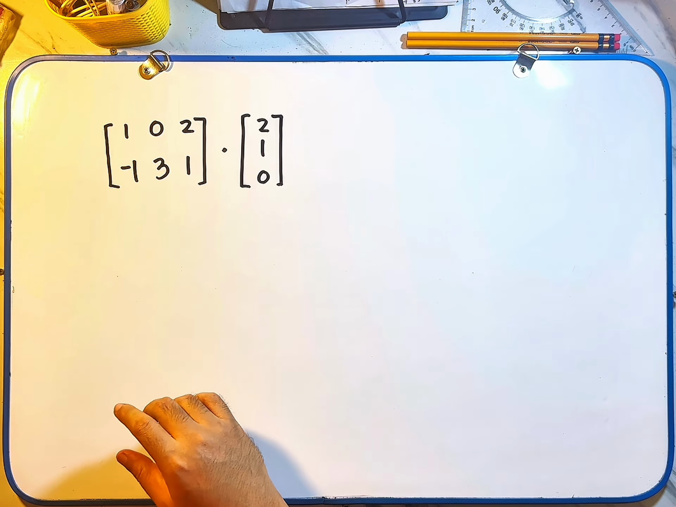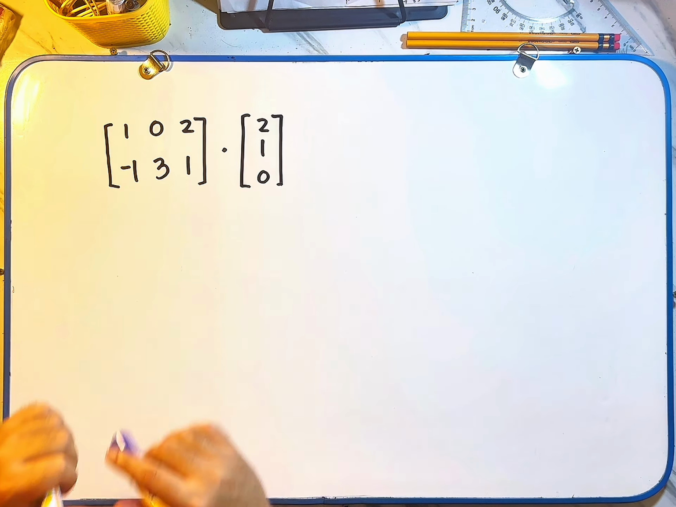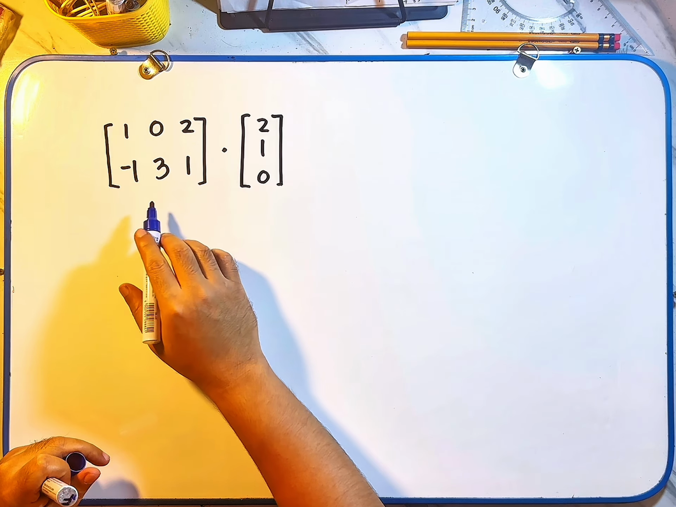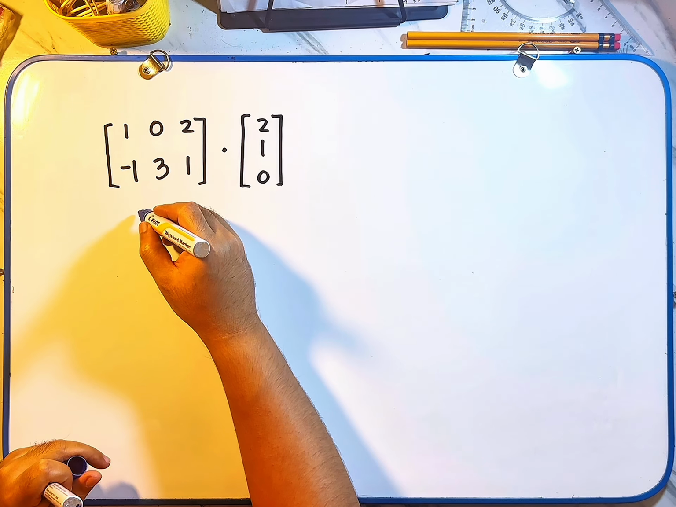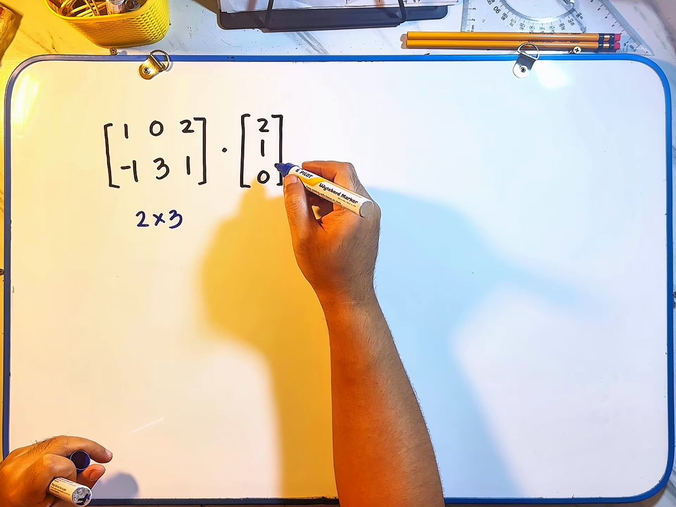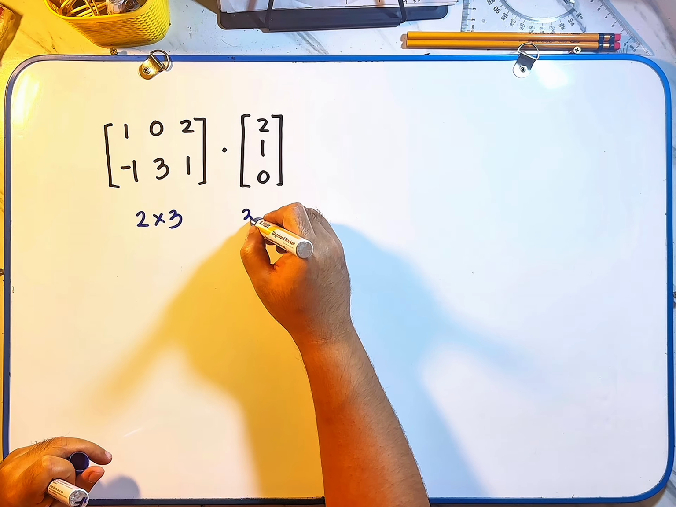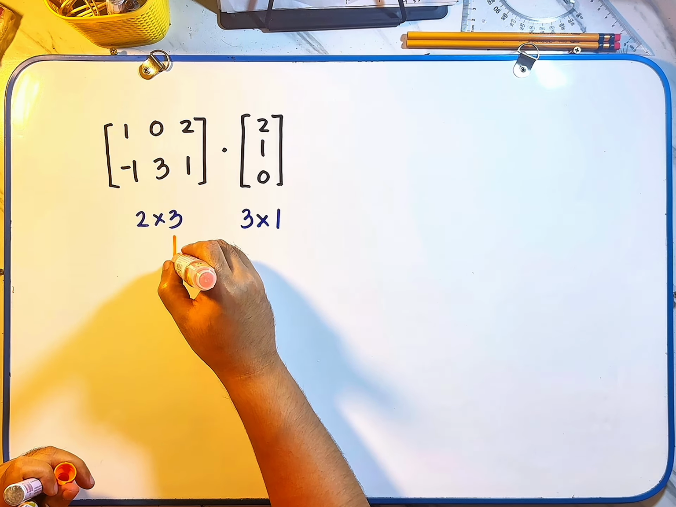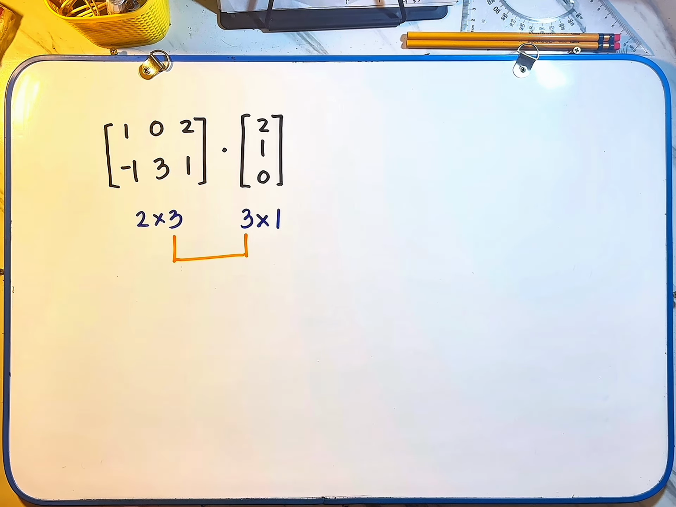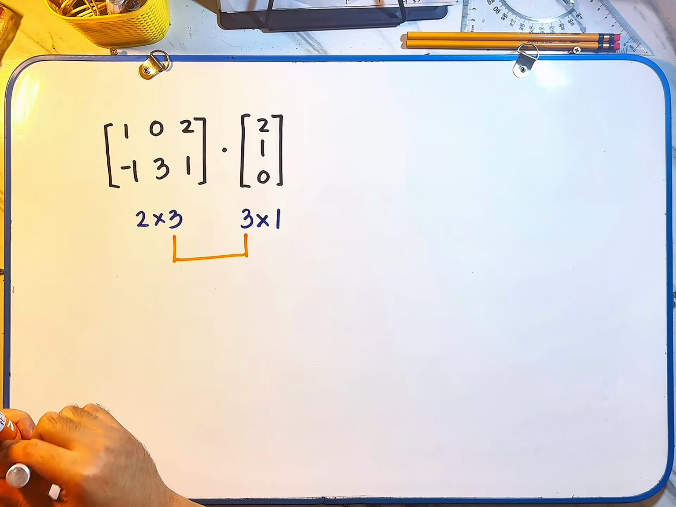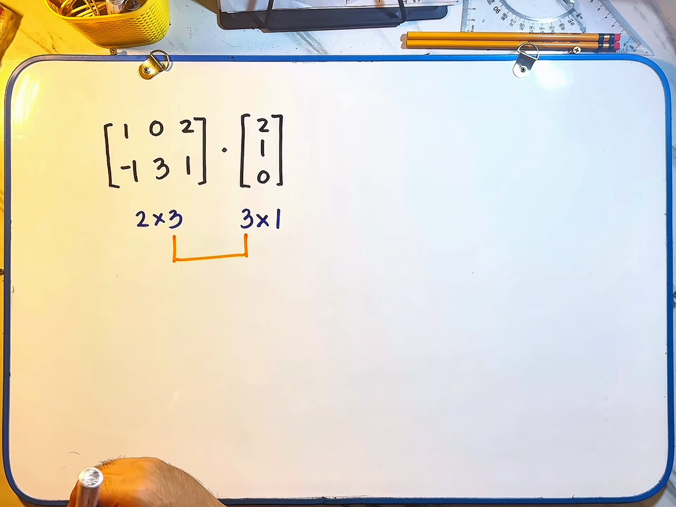Okay, so before we multiply this expression, let's analyze first the orders of each matrix. For the first matrix, we have 2 rows and 3 columns. So this is a 2 by 3 matrix. While for the second matrix, we have 3 rows and 1 column. So 3 by 1. The number of columns of the first matrix is the same as the number of rows of the second matrix. So we can multiply them. And the resulting product should be 2 by 1. Okay? So let's proceed to solving.